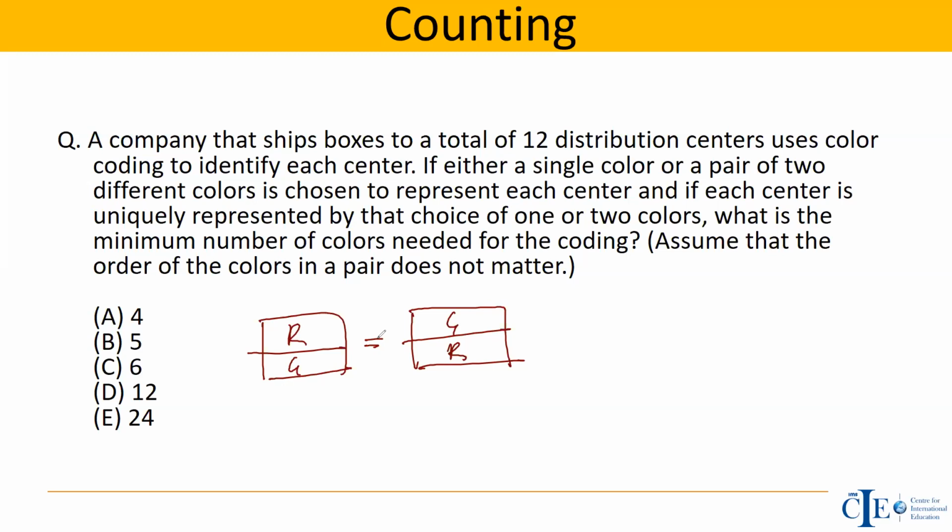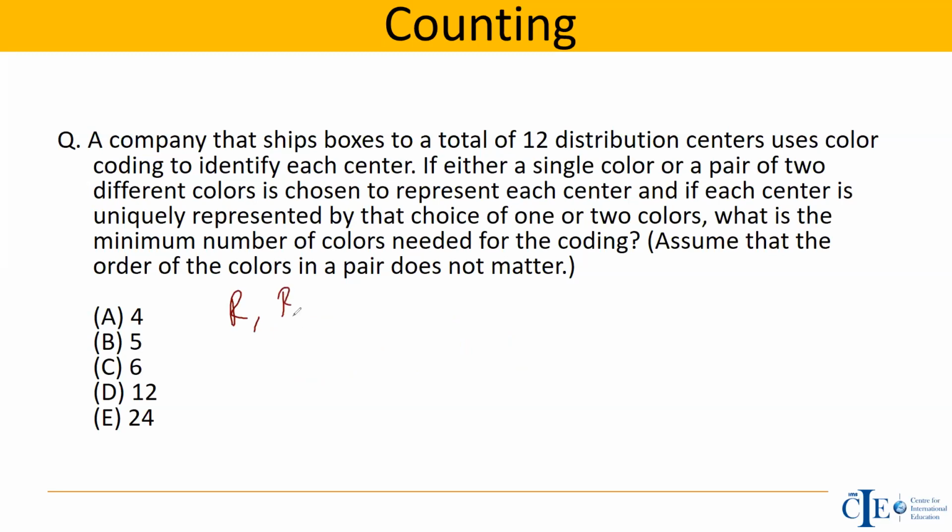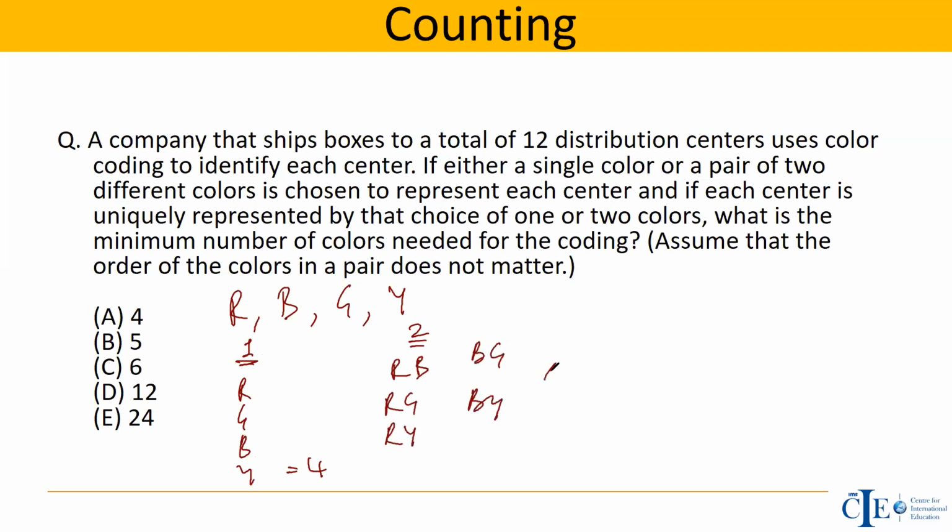Okay, I'll show you. Let's see here. If you have to write, say I'll use 4 colors: red, blue, green, and let's say yellow. So when you use only one color, R, G, B, Y, total 4. When you're using 2, R B, R G, R Y, B G, B Y, G Y, which is 6, right? So therefore, these are the 10 outcomes that you'll have, right?